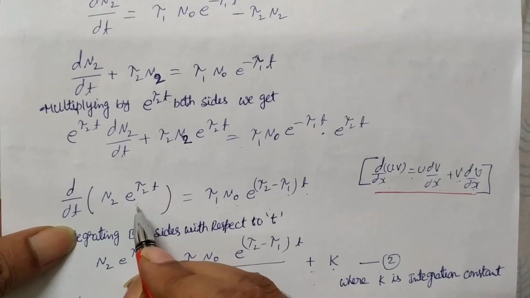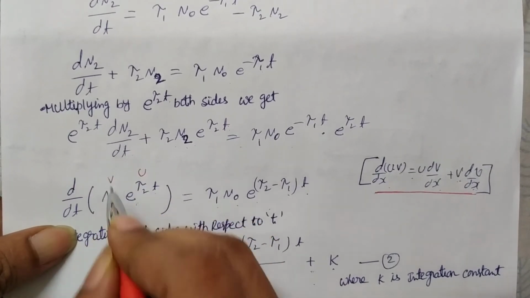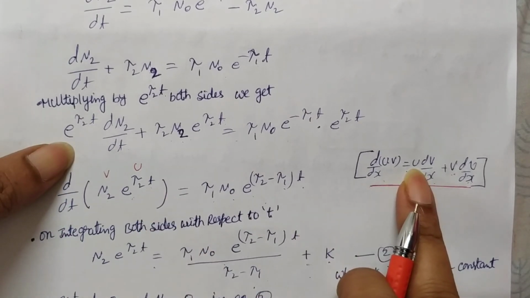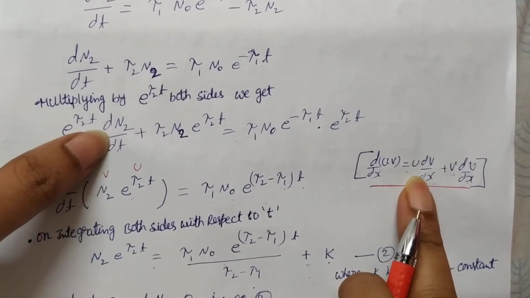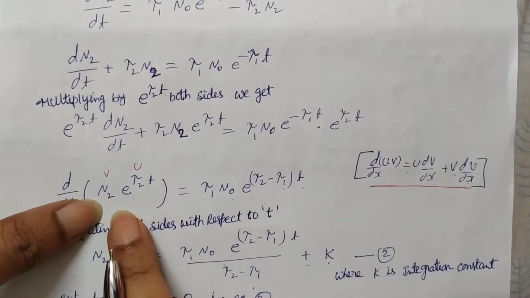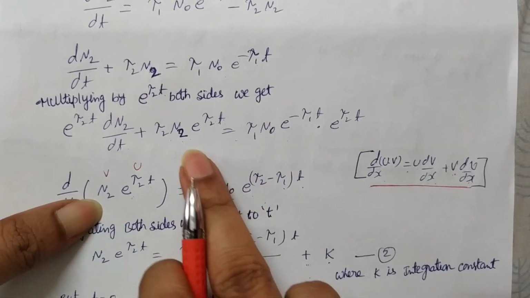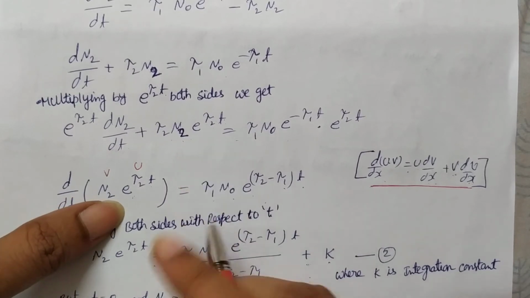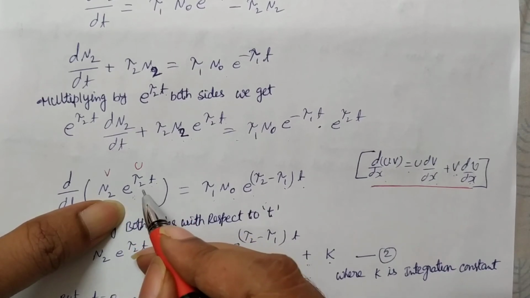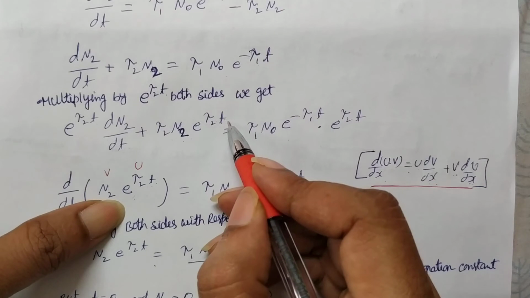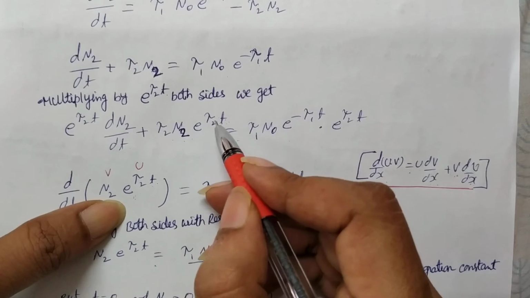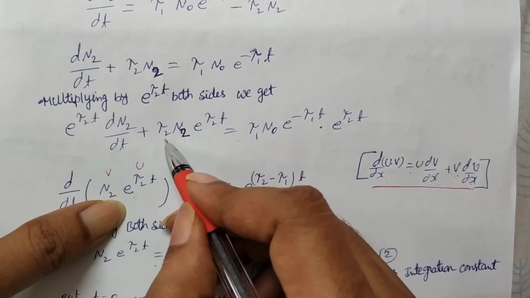This is like the UV method formula. You can take this as u and this as v. So u is written outside, and we apply differentiation only to n2, that's why dn2 by dt. Next, v is written outside, that is n2 outside, and we apply differentiation to e power lambda 2t dt. What do you get? The same e power lambda 2t, and again for lambda 2t we apply differentiation and multiply with that. The differentiation of lambda 2t is lambda 2, which you multiply here.